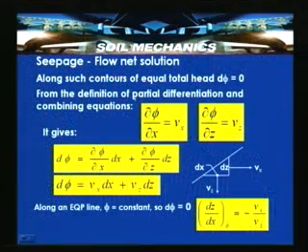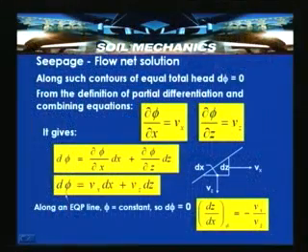From the definition of partial differentiation and combining the equations dou phi by dou x is equal to Vx and dou phi by dou z is equal to Vz, it gives d phi is equal to dou phi by dou x dx plus dou phi by dou z dz. Now, substituting for dou phi by dou x Vx and dou phi by dou z Vz, we can write d phi is equal to Vx dx plus Vz dz. As along an equipotential line d phi is equal to 0, we can write dz by dx of the potential line is equal to minus Vx by Vz.